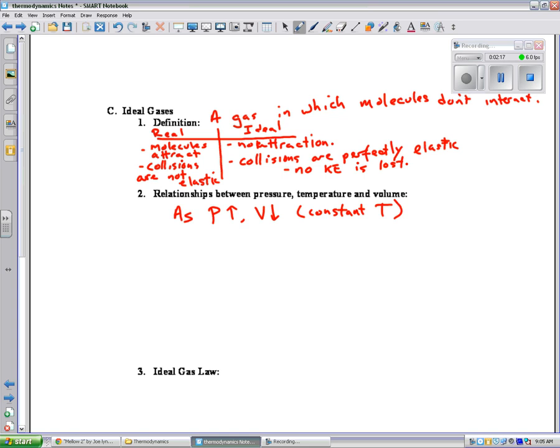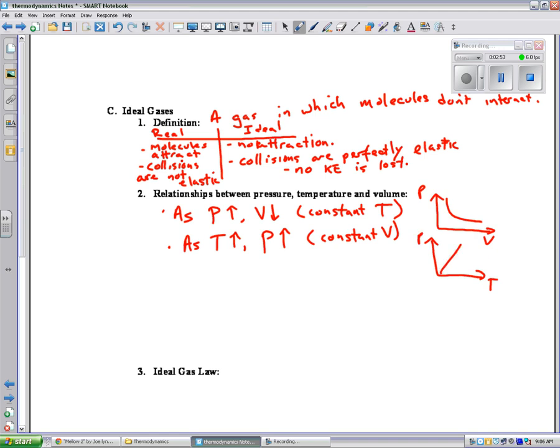If I was to graph this, P versus V would make a curve like this, because one goes up, the other goes down, they're inverses. Now, as temperature goes up, the molecules are moving around faster, and if my volume's constant, they can't spread out, so they hit the walls harder. So the pressure would go up. Again, that's assuming constant V, and that would look like this. As temperature goes up, pressure goes up.